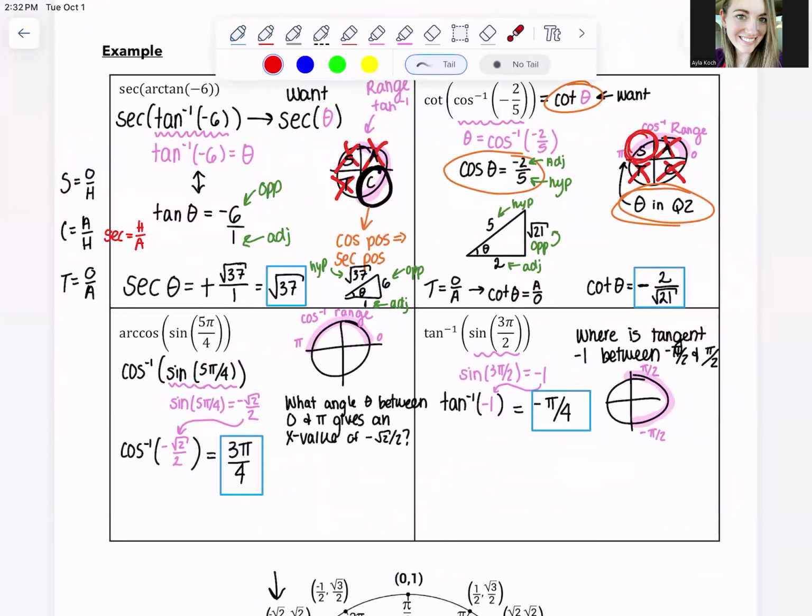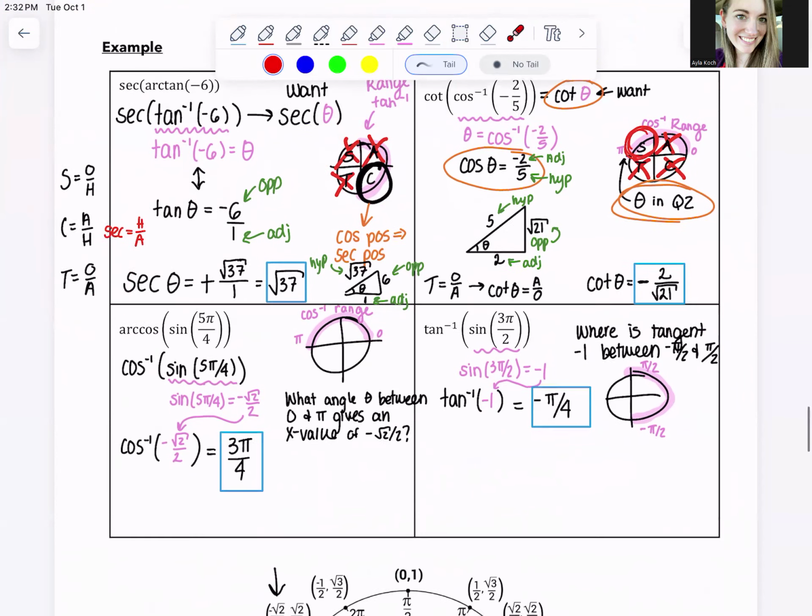But they're not undoable the other way. It's just you have to set up your triangle, do your all students take calculus, and do your SOHCAHTOA to get your final answer. All right, so that's it for composition with numbers.